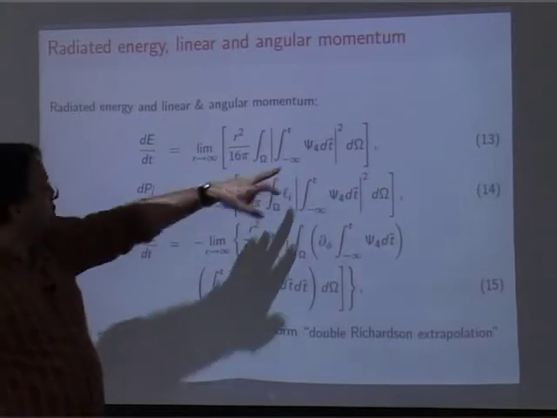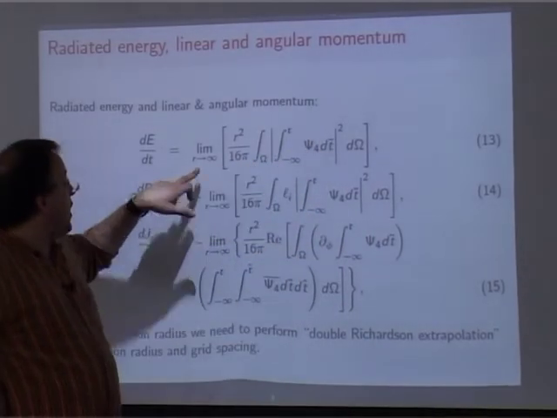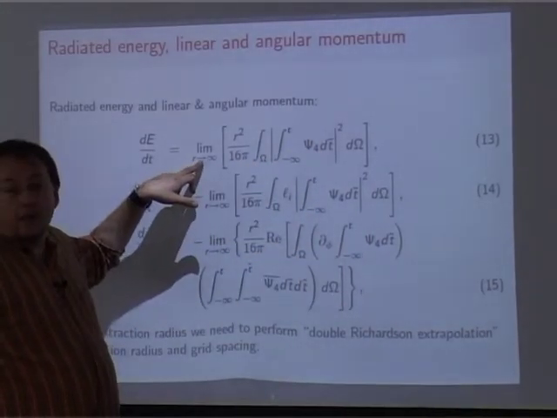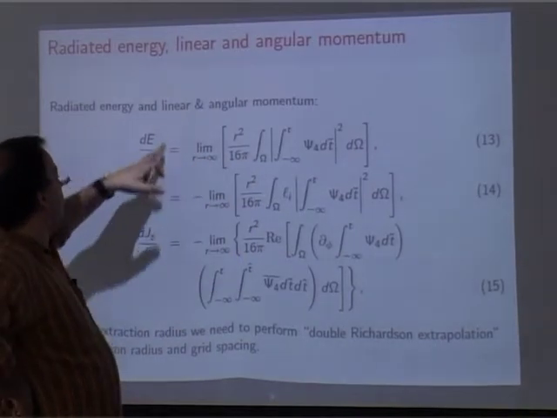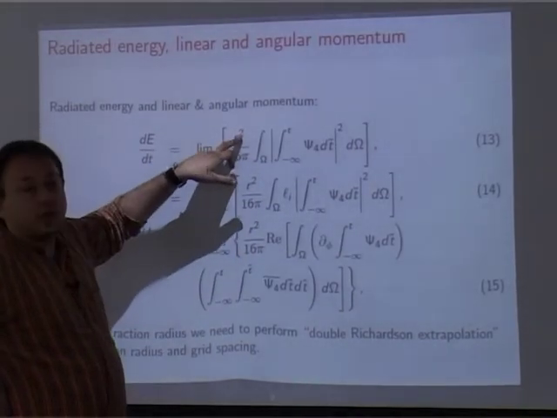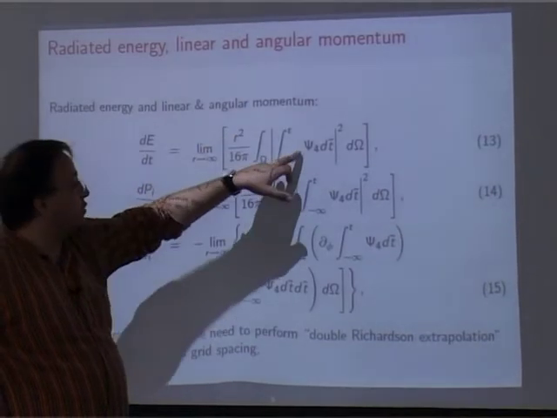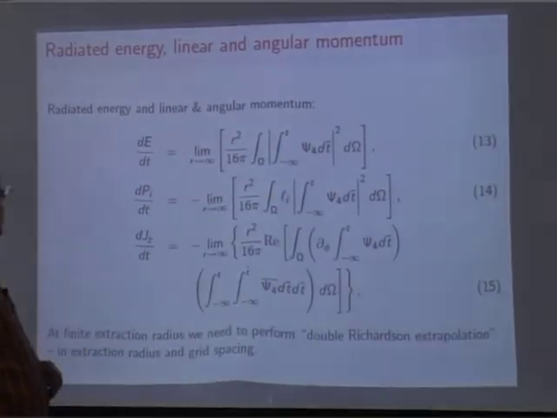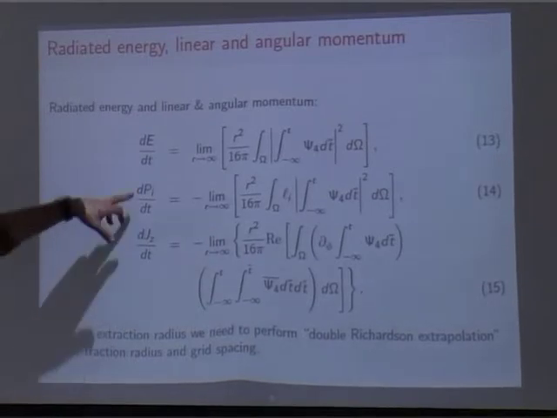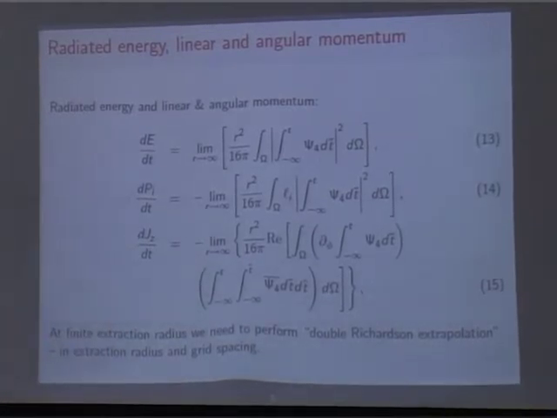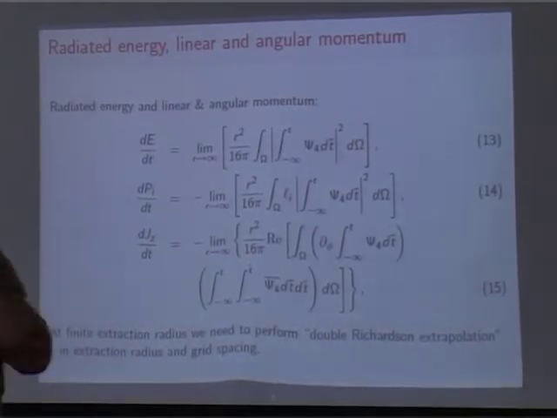Of course, this quantity goes to 0 as we move further and further away. And so the radiated energy has to be something finite, so it has to be weighted with r squared, because this thing falls off like 1 over r. And then we have similar definitions for the radiated linear momentum or the radiated angular momentum.